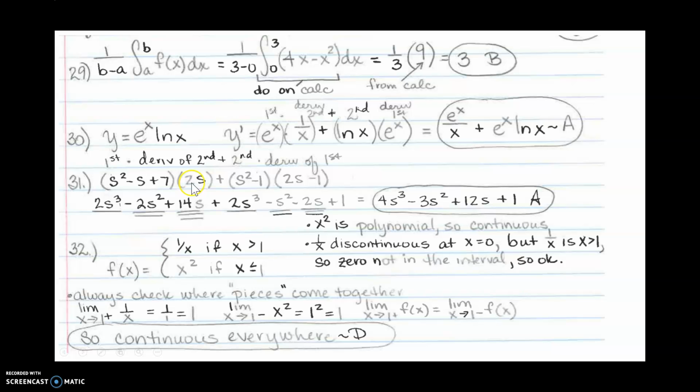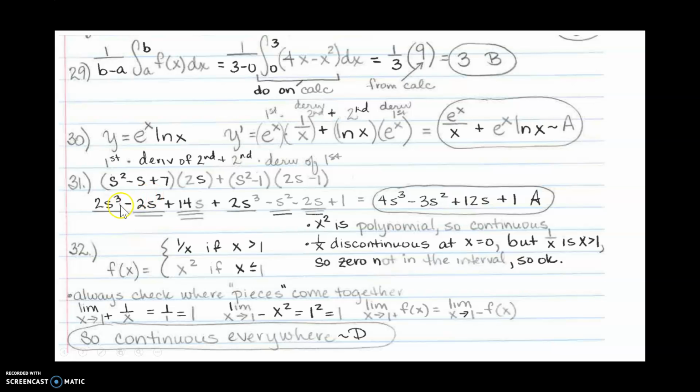Now let's clean that up, so let's distribute the 2s to this first guy here. So 2s times s squared is 2s cubed, 2s times negative s is negative 2s squared, and 2s times 7 is 14s. Then here I'm going to FOIL. So I've got s squared times 2s is 2s cubed. S squared times negative 1 is negative s squared. Negative 1 times 2s is negative 2s. And negative 1 times negative 1 is positive 1.